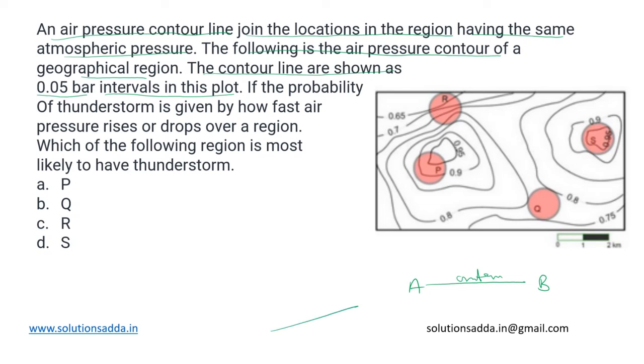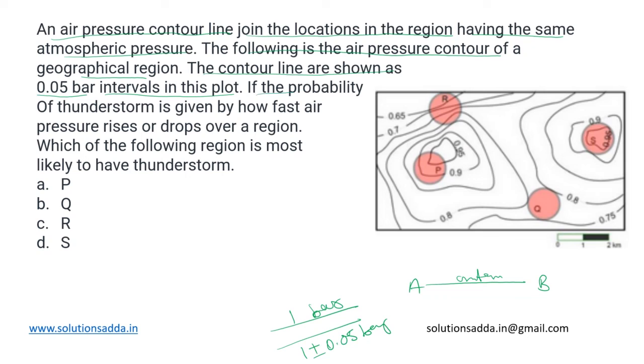And if there are two adjacent contour lines, then there would be a difference of 0.05 bar indicated by them, which means if this first line has a pressure of 1 bar, then the adjacent line would have a pressure of 1 plus or minus 0.05 bar. So we need to take either positive or negative, but there would be a difference of 0.05 between any two adjacent contour lines.